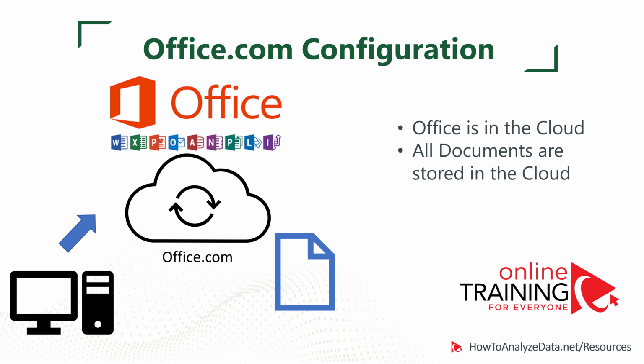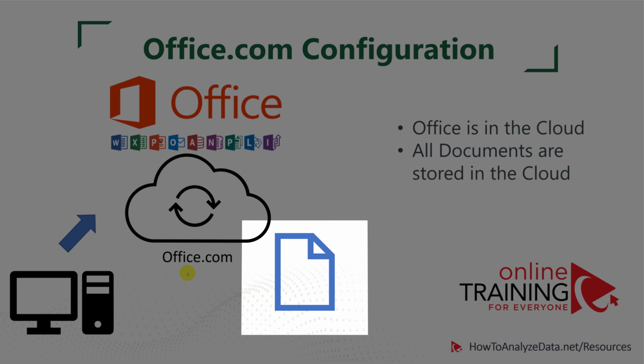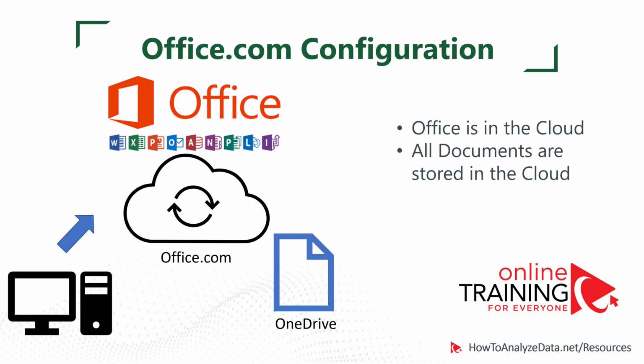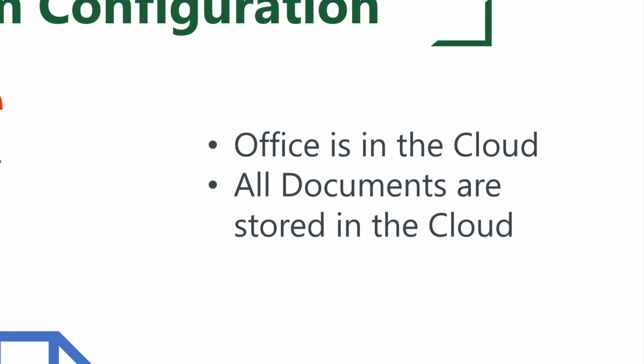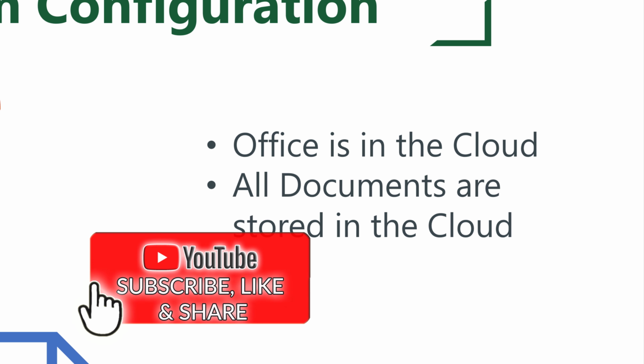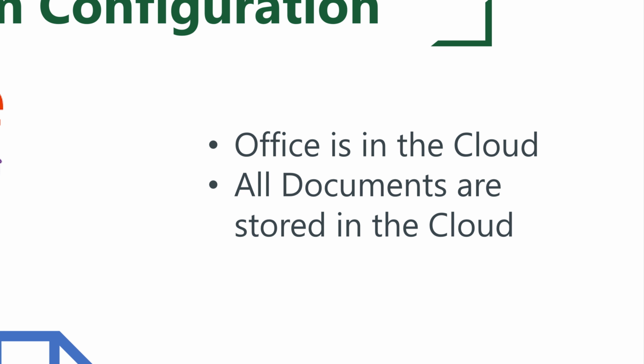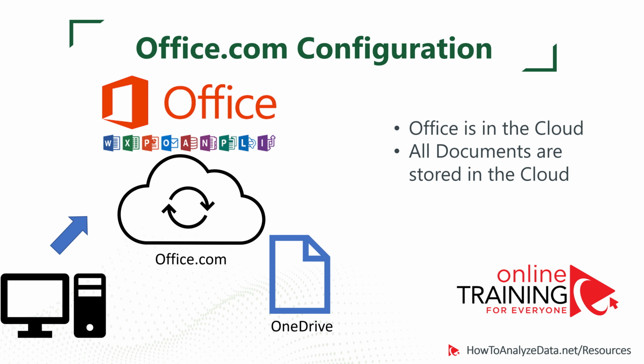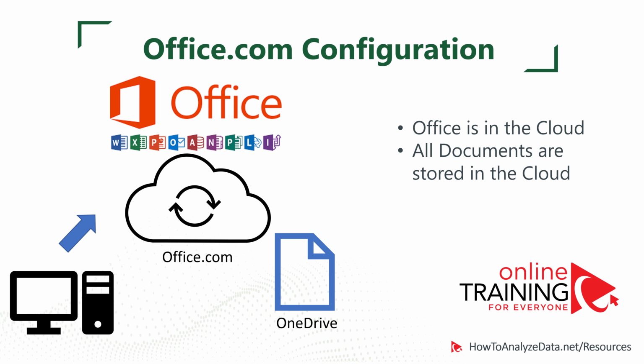When you use Office.com, you need to have a computer that has internet connection. Office is installed in the cloud on the website Office.com, and documents are stored in the OneDrive, which is also in the cloud. You do need internet connection in this setup, but the huge advantage of this is that it's free. Another huge advantage of this setup is that because documents are in the cloud, multiple people can work on those documents at the same time.